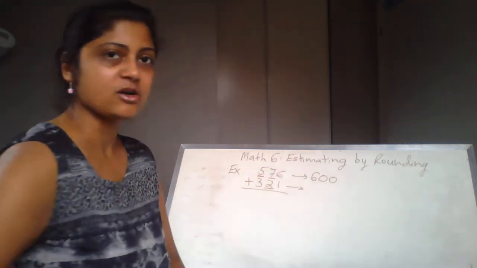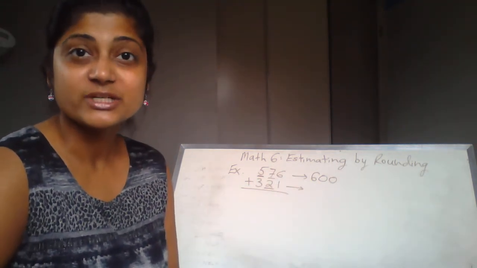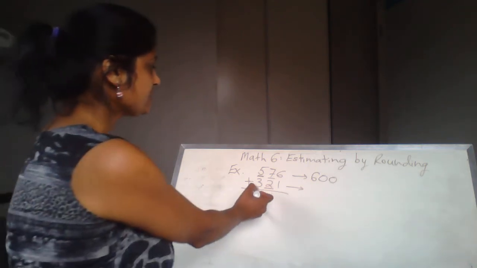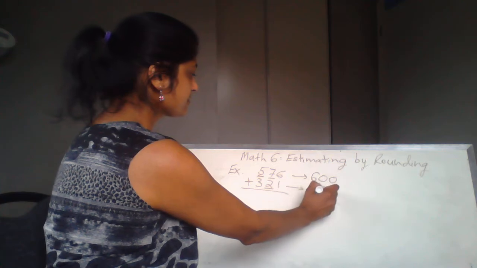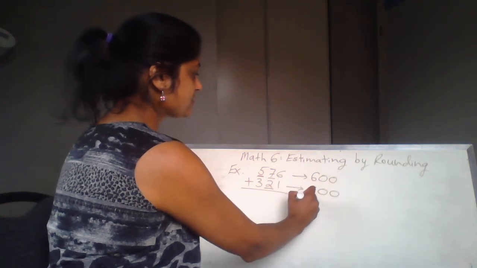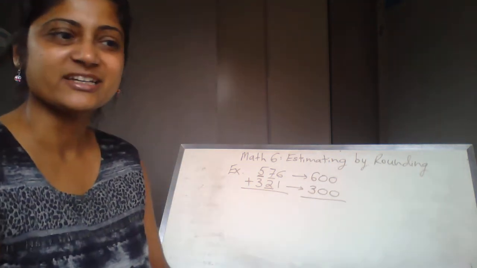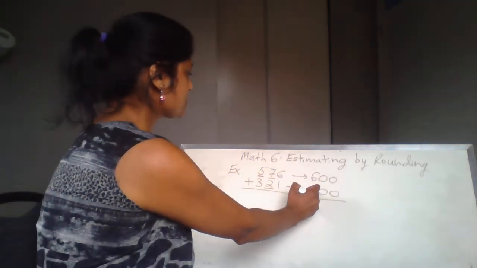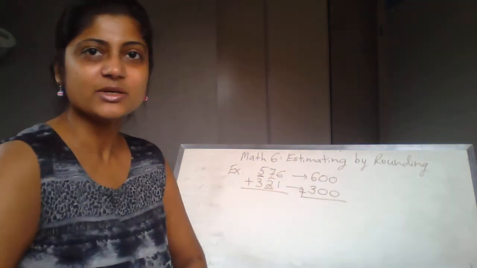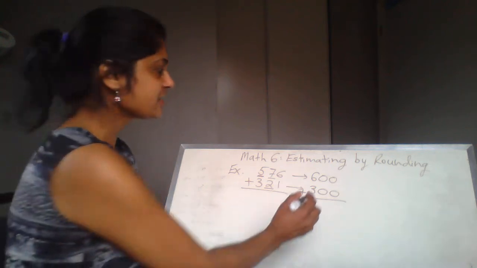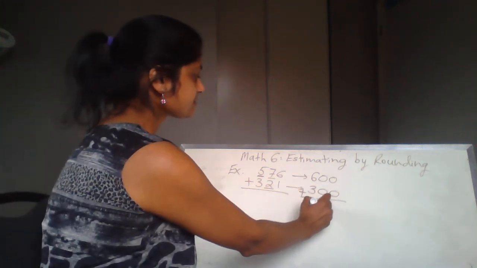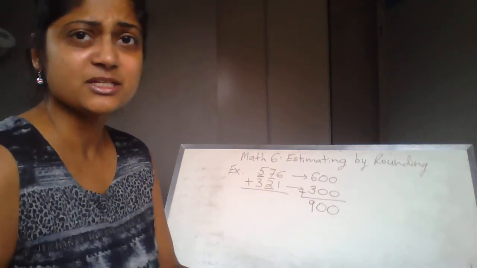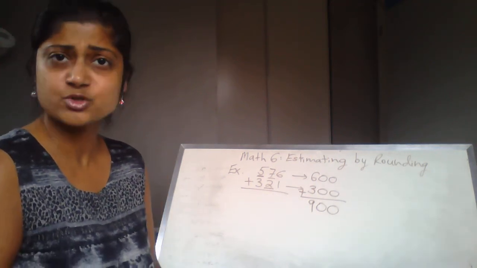Let's try this one here. I'm looking at the tens column. I see that the number is 2, and 2 is less than 5. So I'm going to keep the 3 the same, and then add the zeros. It becomes 300. What we're going to do is add these two together. 600 plus 300 is 900. So this is my estimate. I'm estimating it to be 900 for my actual answer.